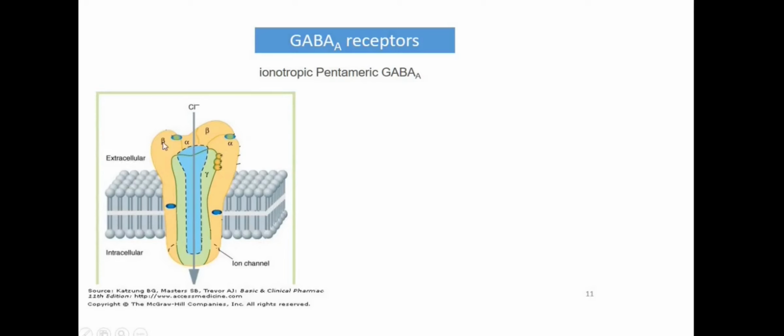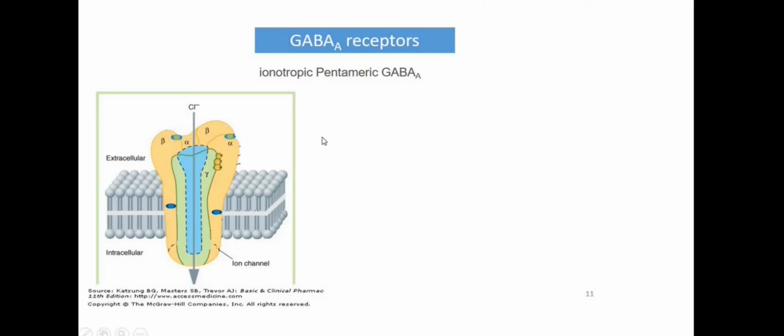2 alpha subunits, 2 beta subunits, and a gamma subunit. These 5 subunits surround the chloride channel. That's why it's known as ionotropic, because these subunits surround the chloride channel. At rest, this chloride channel is closed. So this is the GABA macromolecule, and this is the neuronal membrane. This is the GABAA receptor.